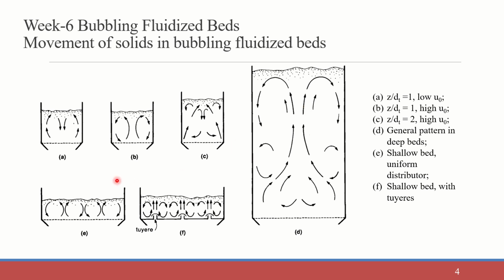If the bed is shallow, that is, its height is very low compared to the diameter of the bed, we are able to see different circulation zones. Here the solids movement is this way, and also here it is in this way, so the circulation is differing. And this is again a shallow bed wherein we are able to see tears. So even the presence of tears affects the movement of solids. Here, because of the airflow, they are taken up, but again they are in circulation in between the tears.